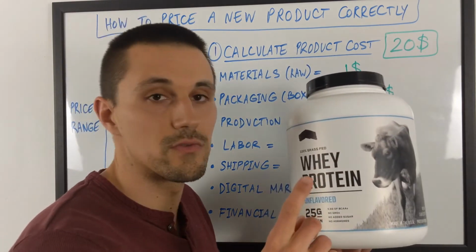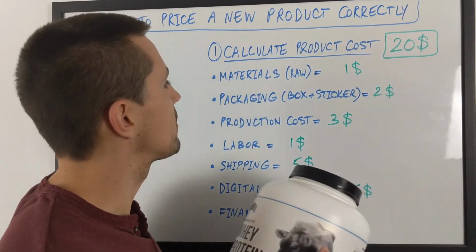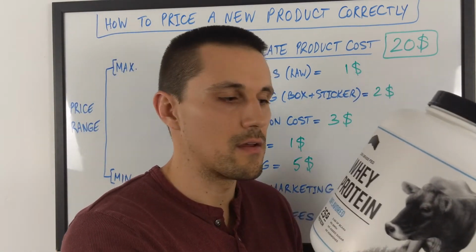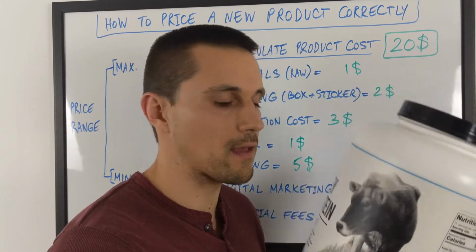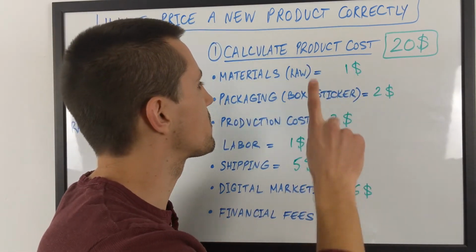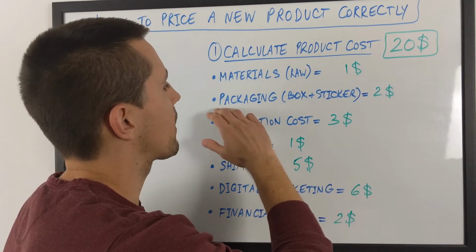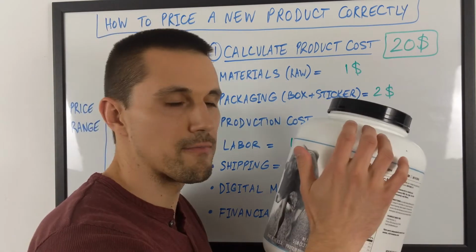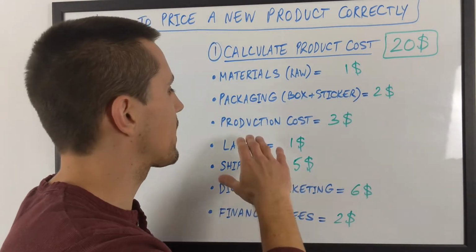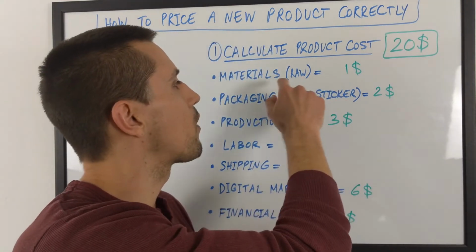Again, I'm trying to sell my whey protein here at the perfect price. So what do I need? First of all, of course, I have raw materials. I'm buying some milk extract and I'm going to make some protein powder with it. Let's imagine I have material costs of $1, which is the raw material inside. Then I have some packaging, of course. I have my box, I have my sticker. That's about $2, right?